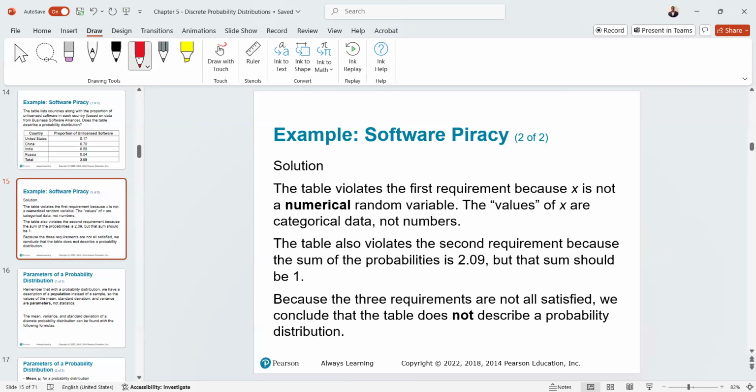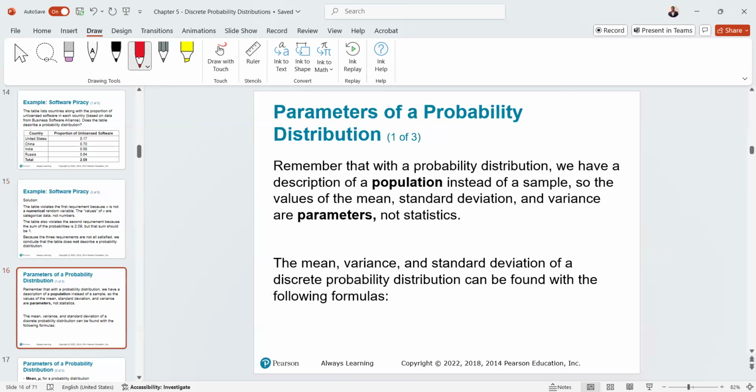In the test, of course, you're going to have questions like this. Verify whether this distribution is a probability distribution. First of all, verify that all probabilities are between 0 and 1. The first column are all X values: 0, 1, 2, 3, 4, 5, etc. And when you add them all together, it gives you 1. Okay?